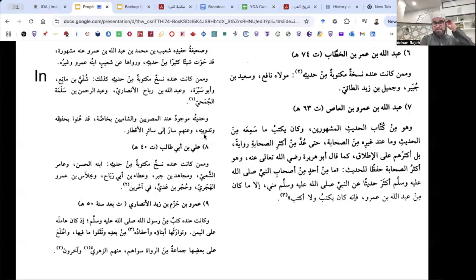Number 9, Amr ibn Hazm ibn Zayd al-Ansari, one of the known Sahaba. The importance of this gentleman is that he wrote down. He was a Sahabi, a young Sahabi. He wrote down all of his recollections, and he passed down these documents to his children. And Imam al-Zuhri, Ibn Shihab al-Zuhri, is one of the people who got his hands on those documents and learned from them. That's why Ibn Shihab al-Zuhri's testimony here is very important.